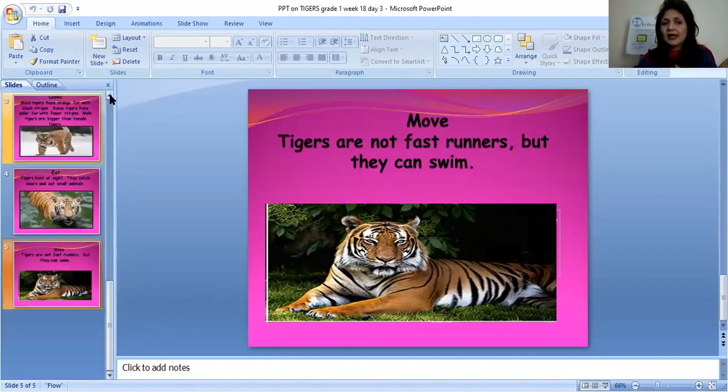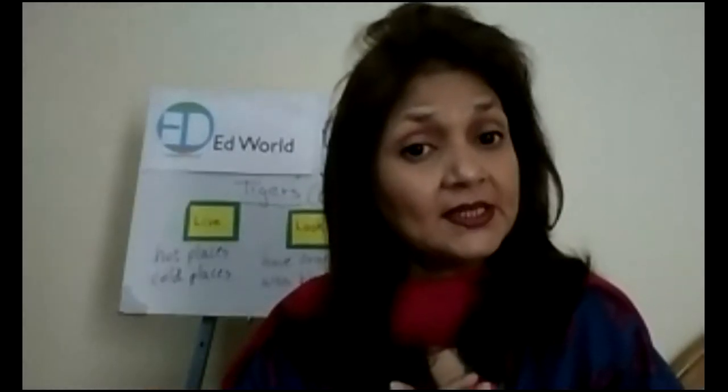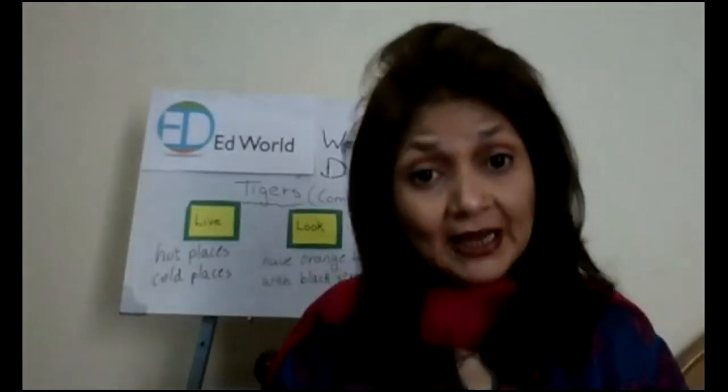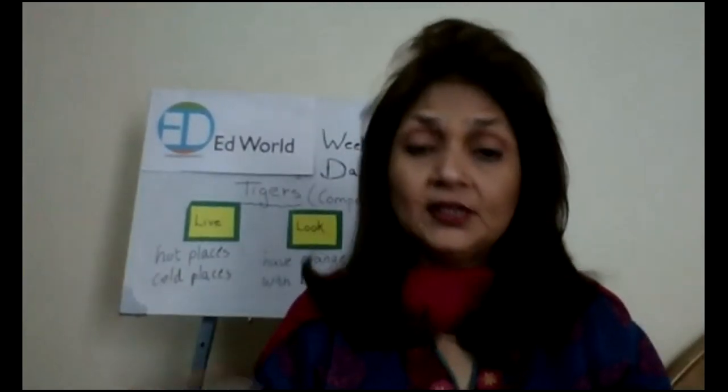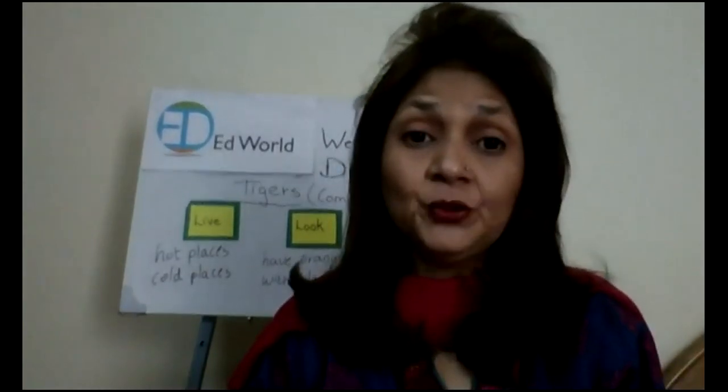Now you can also add this sentence in your notebook as well: tigers are not fast runners, but they can swim. This is another piece of information. You can add this information in your text, right? Okay, class. So that means we have learned something about tigers: where they live, how they eat, how they move, right? So I hope you have understood. You can go on any website and find out more information about tigers. You can find more pictures of tigers, because I know that boys especially must be interested to know more about tigers, right?